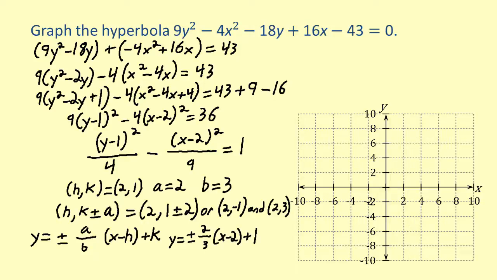We can now plot the hyperbola. First, let's plot the center and the two vertices. Next, we plot the asymptotes. Finally, sketch the hyperbola, making sure each branch passes through its respective vertex and approaches the asymptotes.